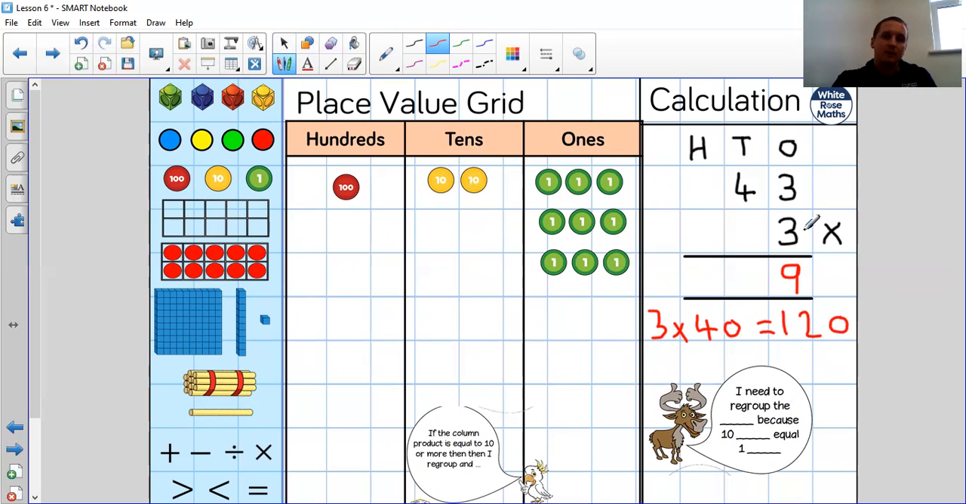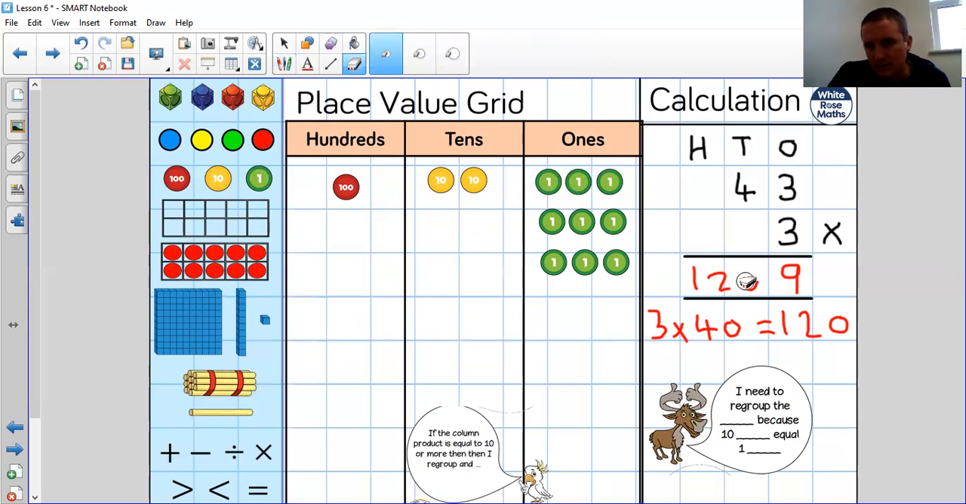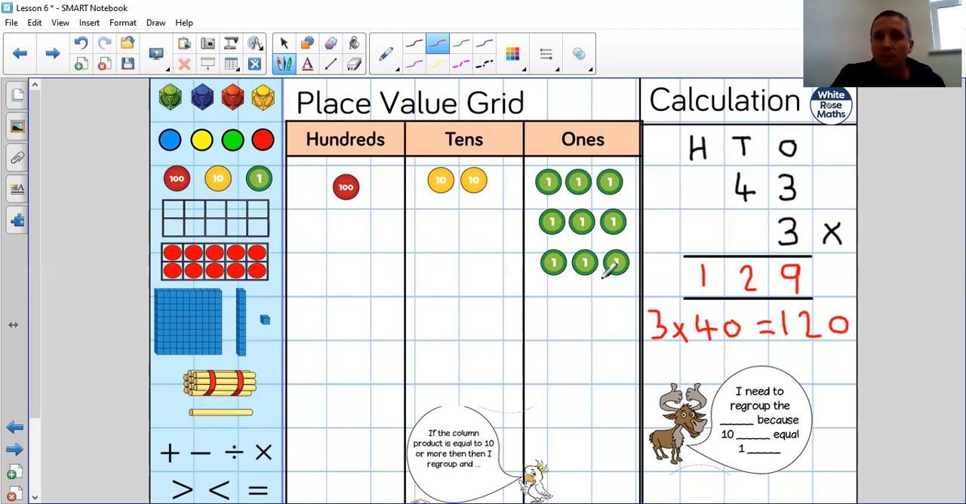So what I need to do now is somehow get my answer in there. Do I write 120? Is that the correct answer? Hopefully you're saying no. Okay, I'm making a 3-digit number. So 3 40s equals 120. How many tens have I got? 2 tens. And how many ones? I've got 9. Okay, so my answer would be 129.